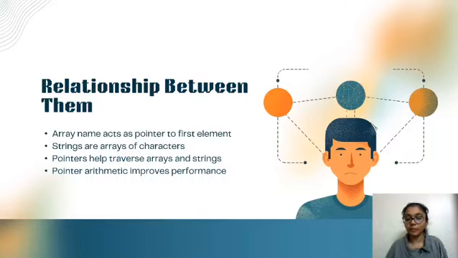The relationship between the three of them. These concepts are connected. Arrays act like pointers to the first element. Strings are arrays of characters, and pointers help us to move through arrays and strings efficiently.